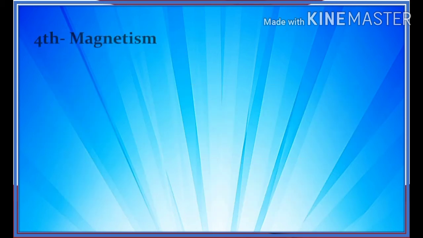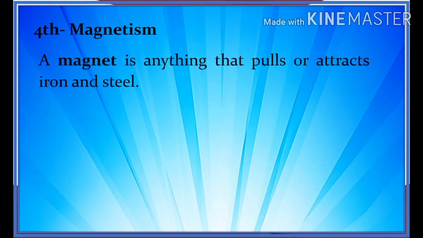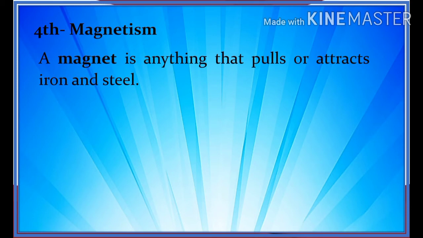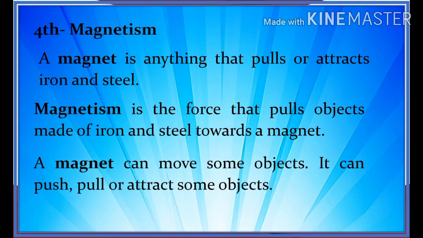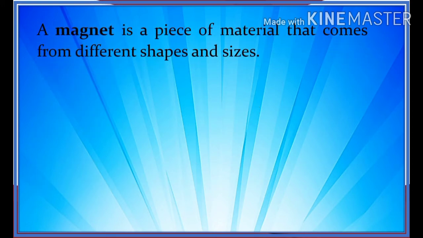Fourth, magnetism. A magnet is anything that pulls or attracts iron and steel. Magnetism is a force that pulls objects made of iron and steel towards a magnet. Also, a magnet can move some objects, and it can push or pull or attract some objects. A magnet is a piece of material that comes in different shapes and sizes.